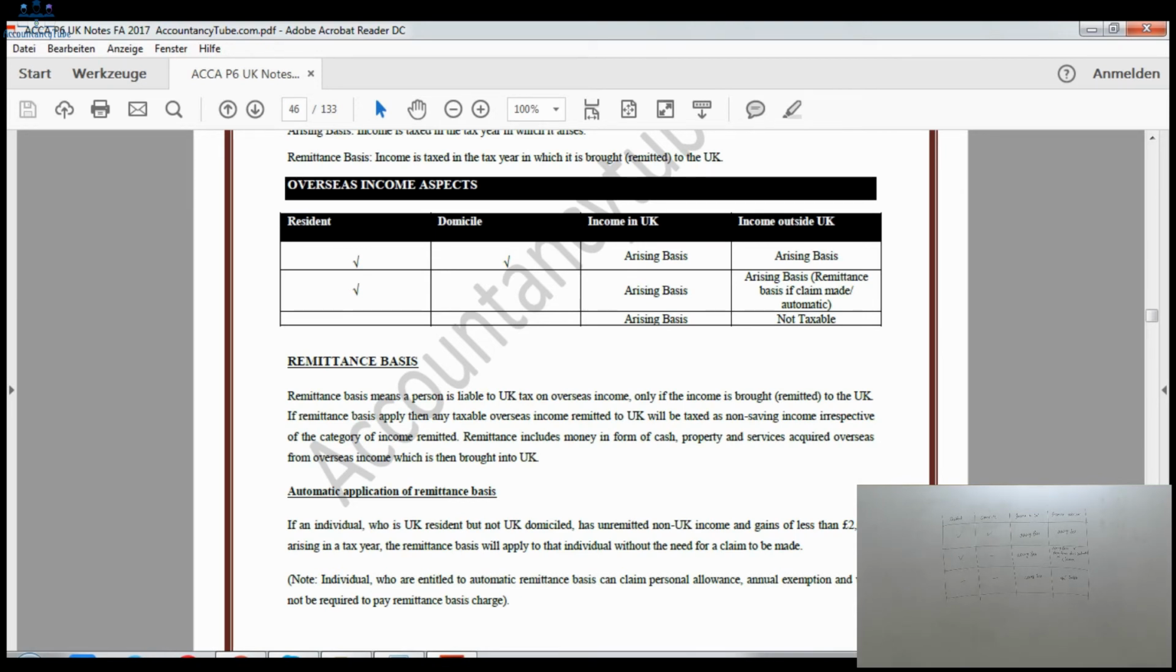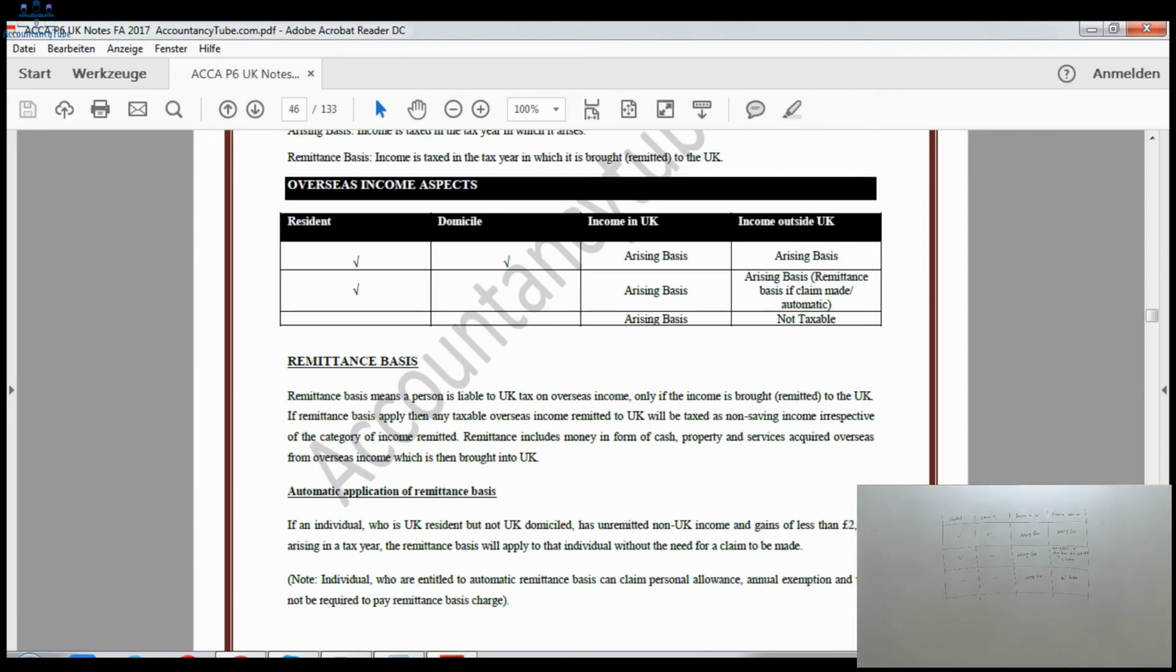Now, first of all, what is remittance basis? It tells us below. I've already told you what the remittance basis is, and below that it says automatic application of remittance basis. So when would the automatic application of remittance basis apply? If an individual who is UK resident but not UK domiciled has unremitted non-UK income and gains of less than £2,000 arising in the tax year, the remittance basis applies to that year without any claim being made. So if you have less than £2,000 of unremitted non-UK income, then the automatic remittance basis will apply.